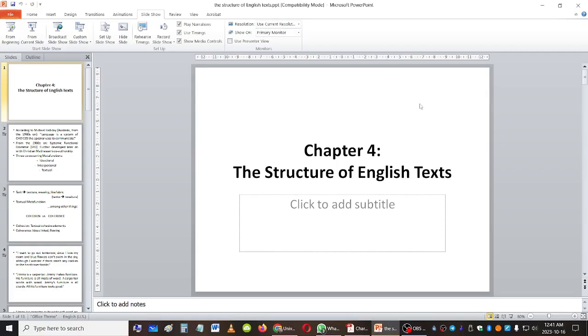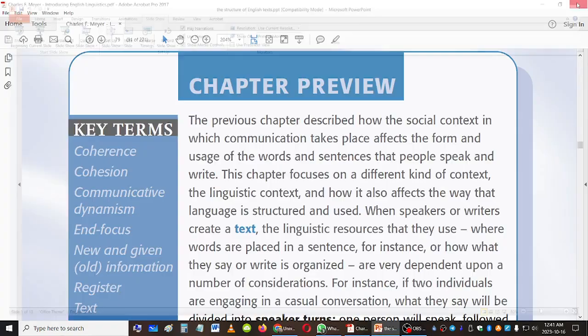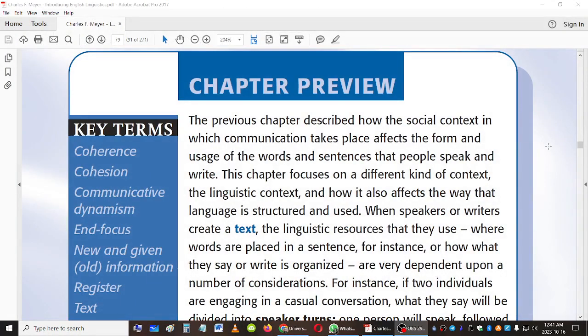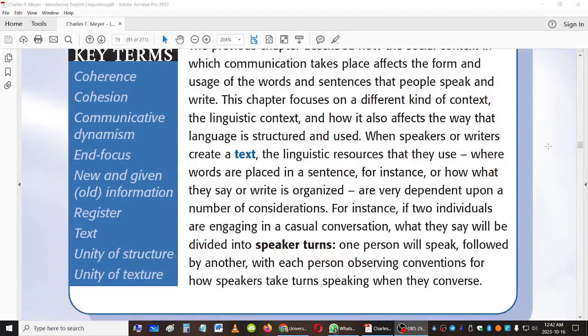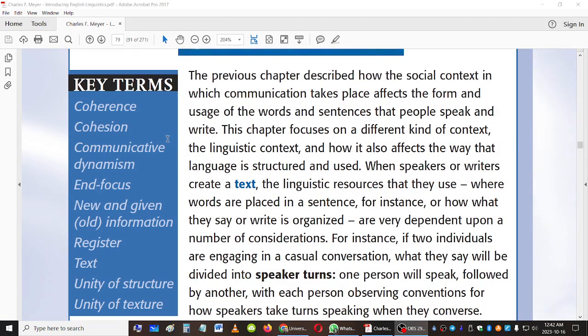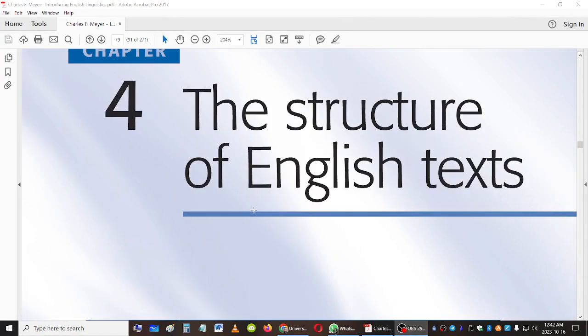I believe that all of these pieces of information were necessary to introduce our chapter, but the author didn't really mention them so clearly. Instead, they only mentioned the necessity for coherence and cohesion to talk about communicative dynamism, the end focus, the new and given information, the register. All of these I have just explained to you differently. But please do read this chapter.